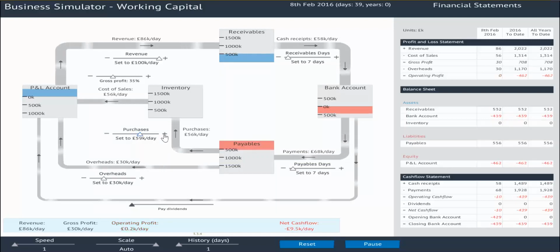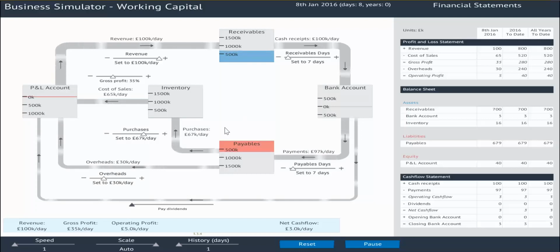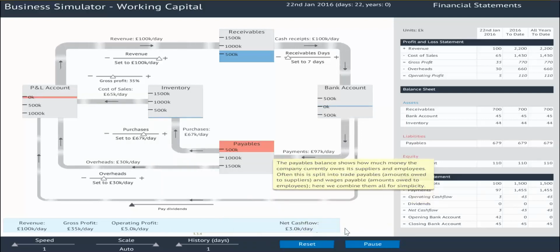The more we can buy each day off the supplier, the more we can then sell. So if we keep increasing this, we'll start to see revenue is jumping up, and now we get to a point where revenue is £100,000 per day, which is the target revenue. So if we now pause, reset, and click start, what we should find now is that we're purchasing £67,000 per day, with our cost of sales at 65,000, so the inventory balance is slowly increasing. We're making a £5,000 per day operating profit, and our net cash flow is positive each day.